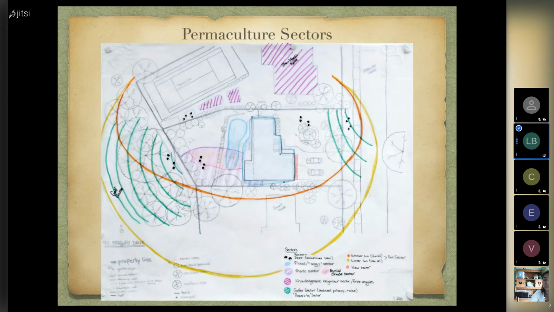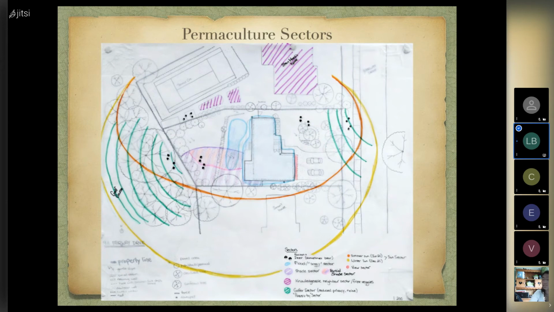We also have a knowledgeable neighbor sector. So our neighbor to the right of us actually teaches agriculture at UBC, and he's very knowledgeable about vegetable gardening. So if we ever have questions, we can always ask him. He's usually outside if it's a nice day. So I wanted to include that as part of the design.